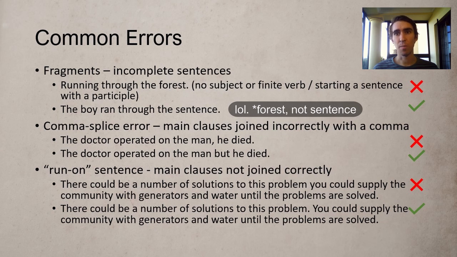So there's a complete sentence with there could be a number of solutions to this problem, full stop. Then you start your next sentence, you could supply the community with generators and water until the problems are solved. But the point is this, the sentence ended and then just carried on running into the start of the next sentence without actually ending it.